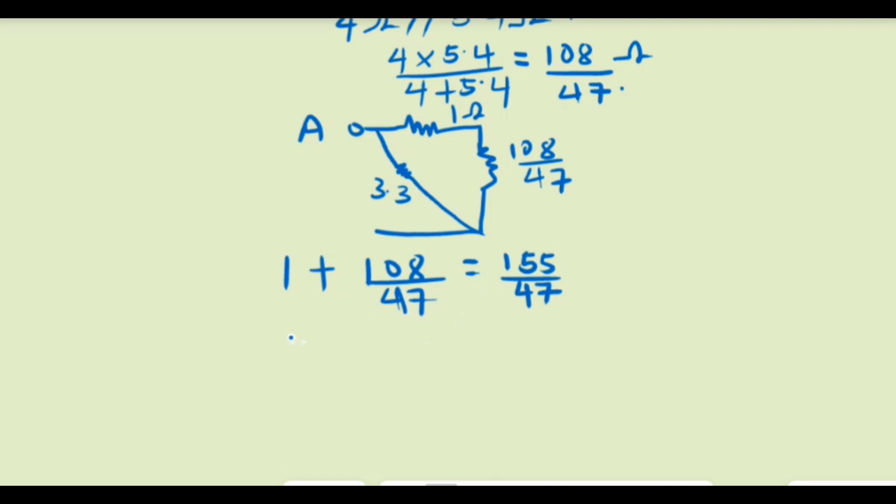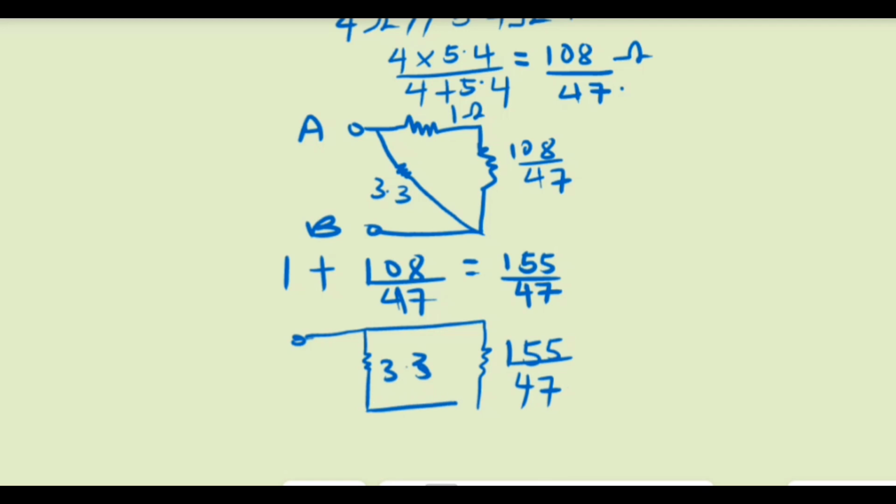So at this point, when I redraw the circuit, I'll get my A coming down to the 3.3. Then my B, this side and this side will combine to be 155 over 47. Then we find the effective resistance here, where here is B and here is A.